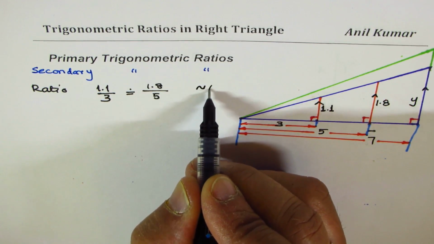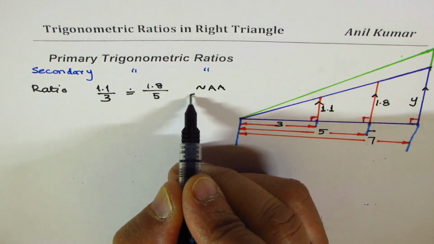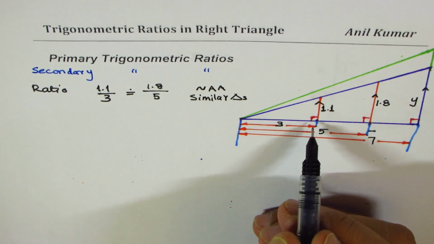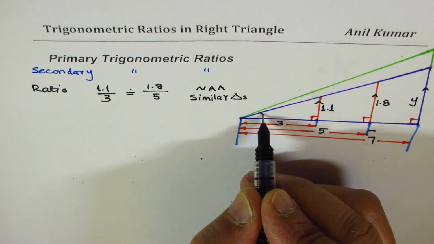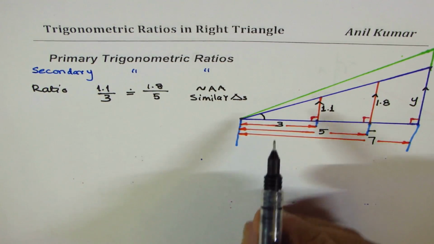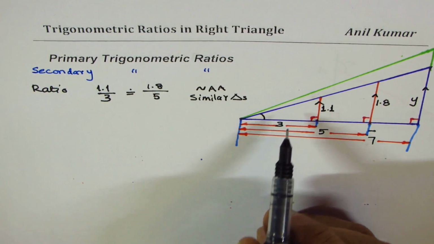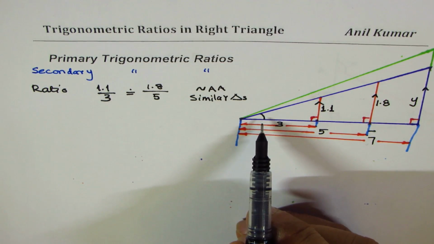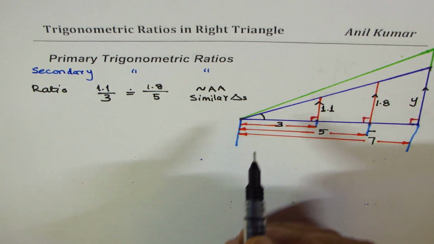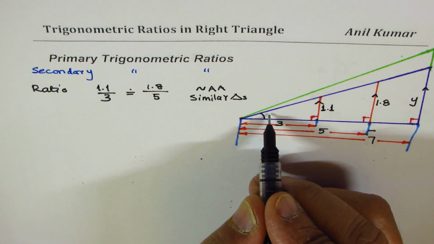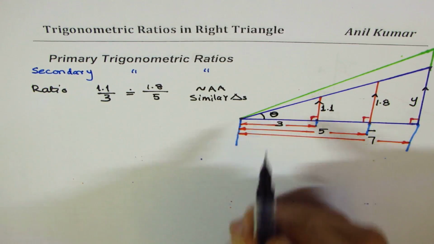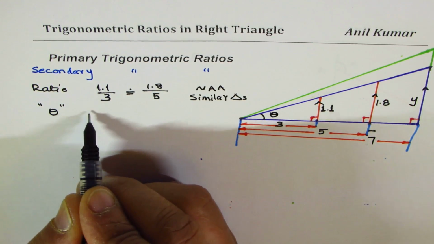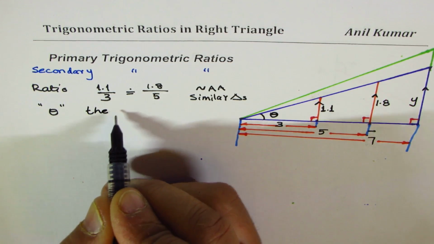Simple reason is they are similar triangles. Correct? Because this is 90 degrees and they have a common angle. And therefore, they are similar triangles. Correct? So basically, what we see here is that this angle plays a very critical role. We normally refer to these angles with Greek symbols like theta. So this what I made here will be many times used. It's a Greek symbol and we call it theta.